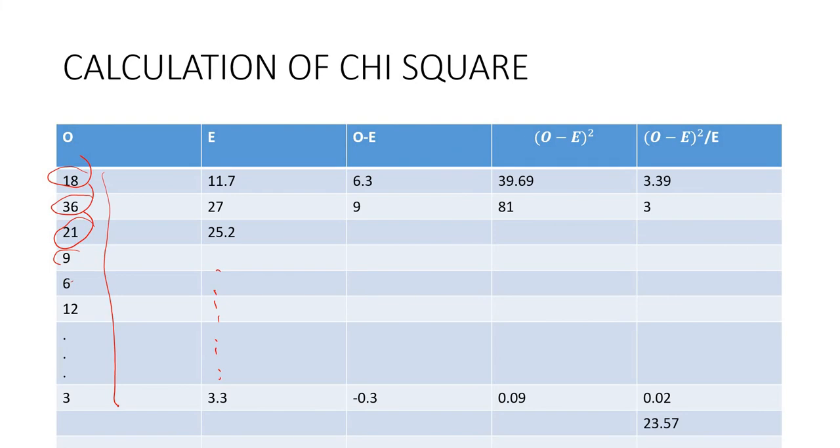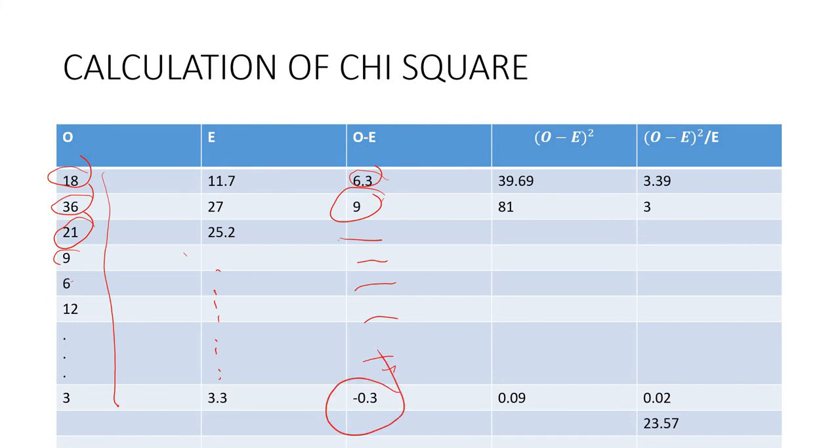So you can calculate observed minus expected. It is 6.3 here. 36 minus 27 is 9 here. Like this, you can calculate here also. So all the values you can calculate. Here you will get 3 and 3.3. Here you got a minus 0.3.